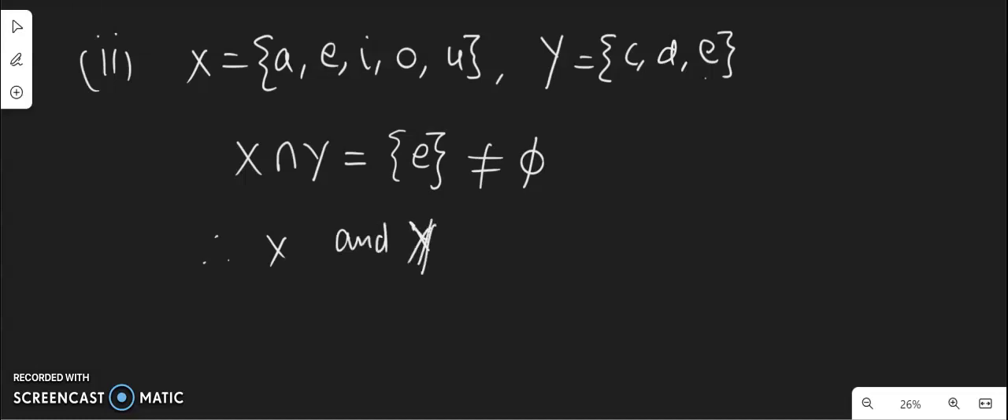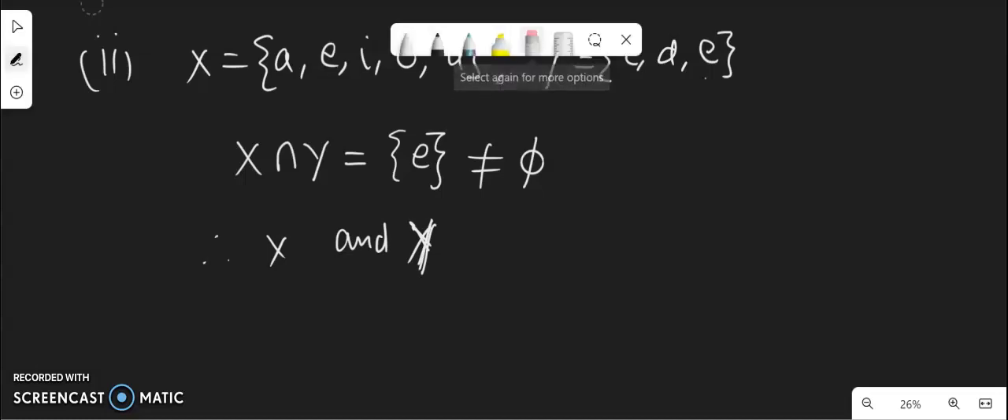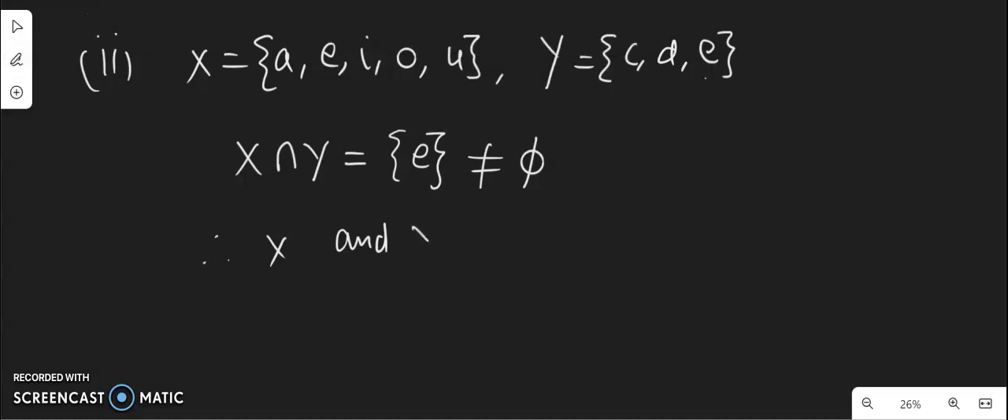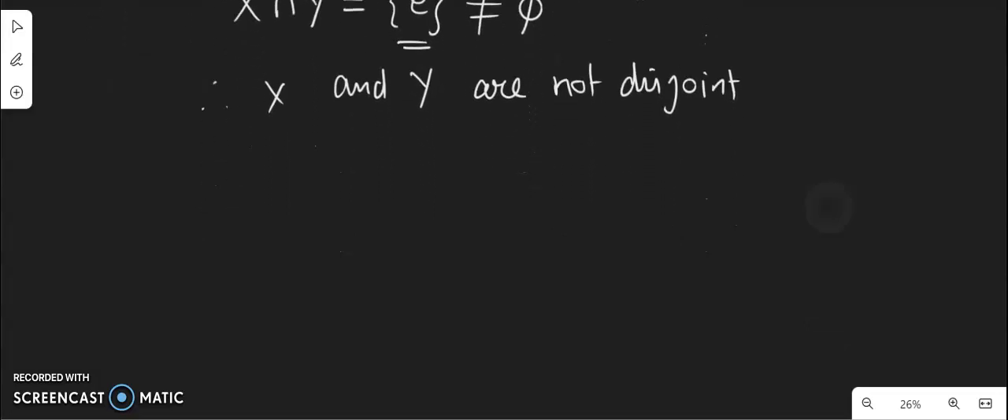Therefore, X and Y, let me write it in a better way. Let me clean it up. Good. So X and Y are not disjoint because I got something in common. It's not that they are completely different from each other. Let us see one more example.